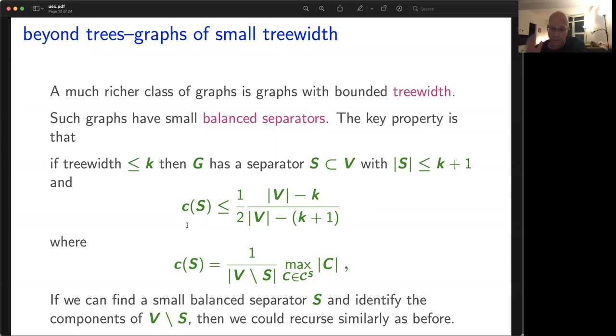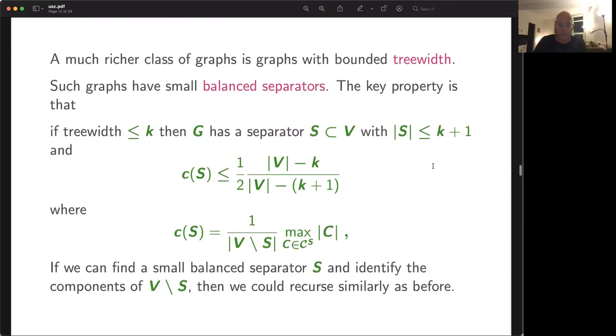Okay, so these balanced separators generalize what we had for trees. For trees, there was just one vertex that we could remove. For graphs with bounded tree width at most k, there's always a subset of size at most k plus 1 whose removal decomposes the graph. Okay, so if we could find a small balanced separator, then we could mimic the algorithm before.